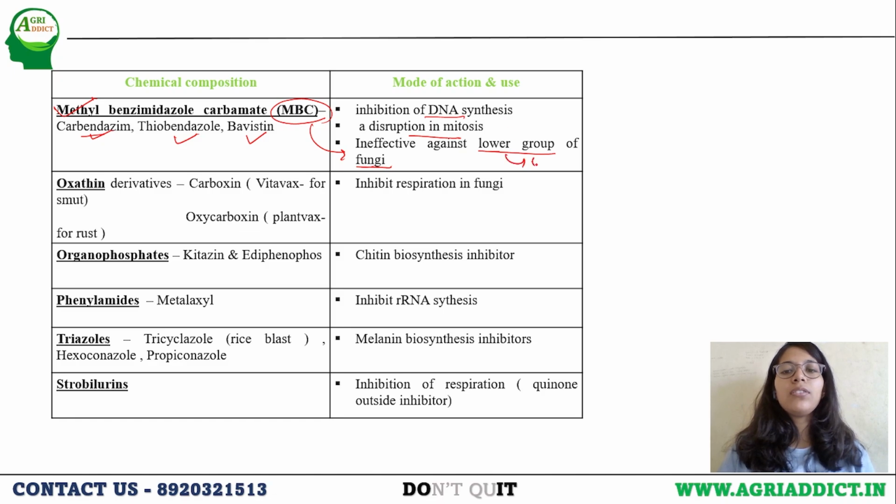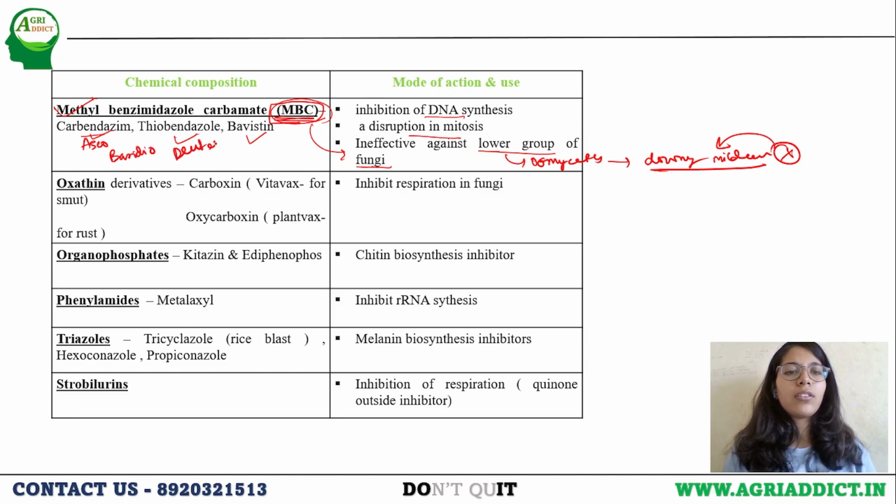The lower group of fungi means oomycetes. Oomycetes generally cause downy mildew. So this group is generally ineffective, it is not used against downy mildew. Always remember that MBC group fungicides are for the higher group of fungi like Ascomycetes, Basidiomycetes, and Deuteromycetes. You can remember it by this: as we have already learned, copper fungicides are generally used for the lower groups of fungi, and this MBC group is for the higher groups of fungi.